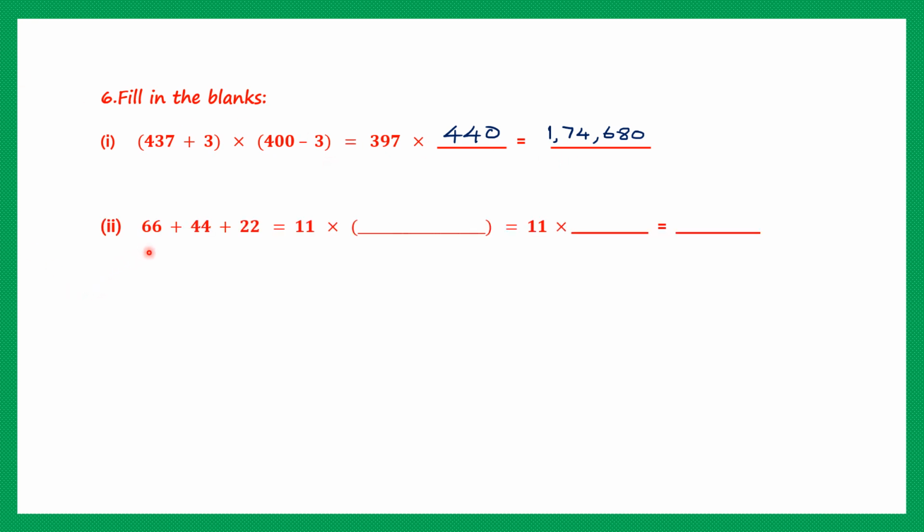Question 2. 66 plus 44 plus 22 is on the left hand side. On the right hand side it says 11 into some numbers. That means all these numbers are divisible by 11, isn't it? 66, 44, 22 because 11 into 6 is 66, 11 into 4 is 44, 11 into 2 is 22. So let's put those numbers inside. So 11 into 6 plus 11 into 4 plus 11 into 2. So 6 plus 4 plus 2. So that is how we fill the first blank.